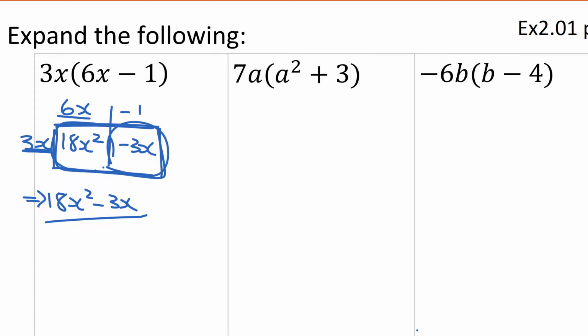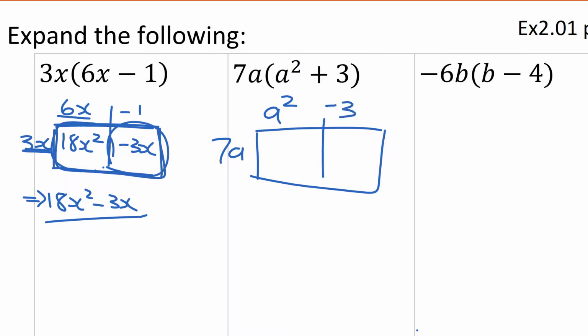There is my answer. Can I simplify that any further? No, because I don't have like terms. Okay. Next one. What method could I use there? Box. All right. So on my box, what have I got? 7a here, a squared, 3. And a positive 3. Why do I put my positive 3 as opposed to just a 3?